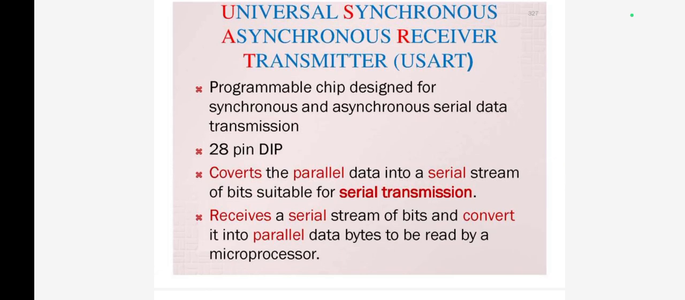This 8251A converts parallel data into a serial stream of bits suitable for serial transmission, and is able to receive a serial stream of bits and convert it into parallel data bytes. It supports standard asynchronous protocol with 5 to 8 bit character format, odd or even parity generation, and baud rate from DC to 19.2 kilo baud.